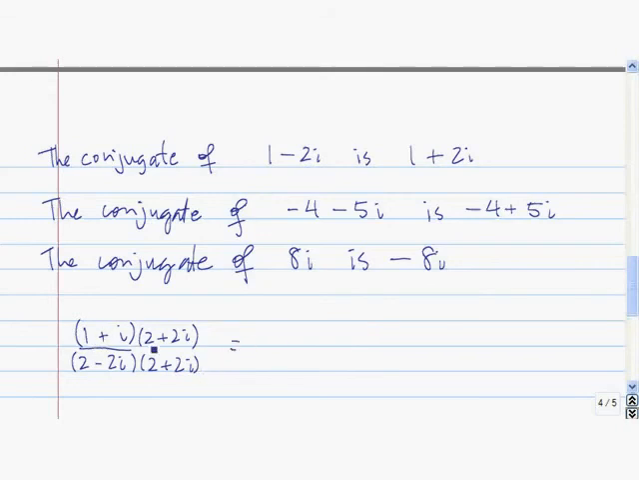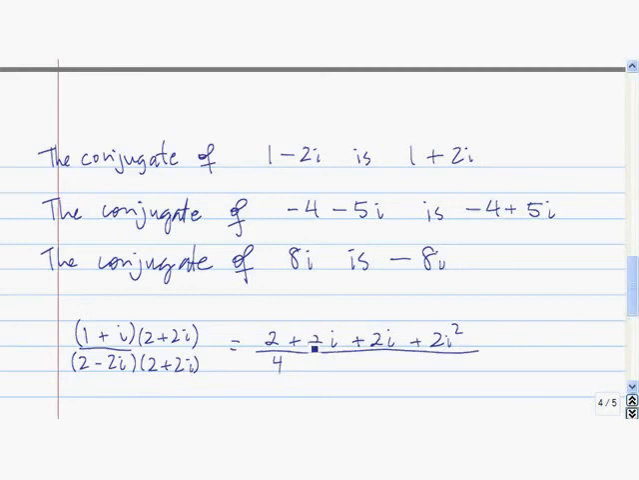So we have 1 times 2, which is 2. 1 times 2i is 2i, so plus 2i. i times 2 is 2i. And then i times 2i is 2i squared. And then we're going to divide that by 2 times 2, which is 4.